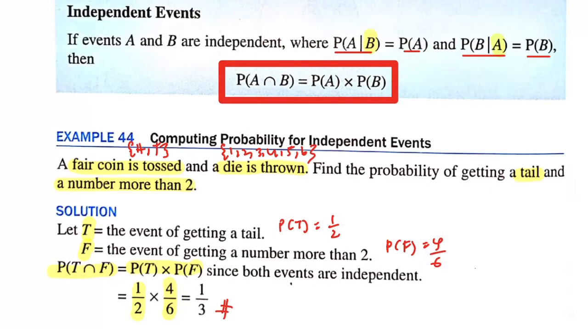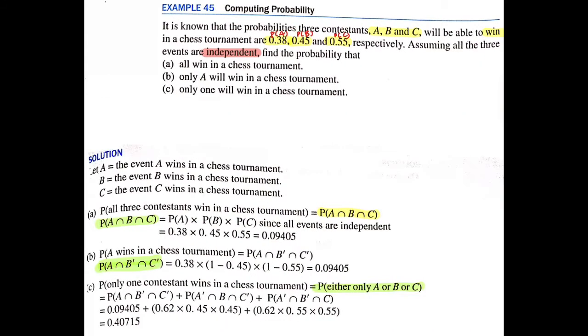Why do we use this formula here? Because both of the events, getting a tail and getting a number more than 2, are not dependent on each other. It is independent. So just take 1 over 2, times PF, which is 4 over 6. So your answer will be 1 over 3. Let us see the next example here.